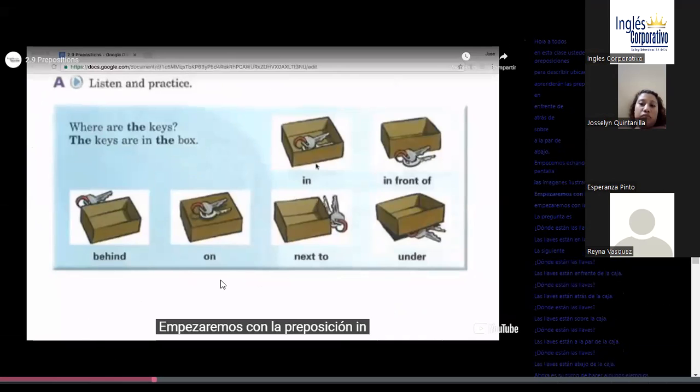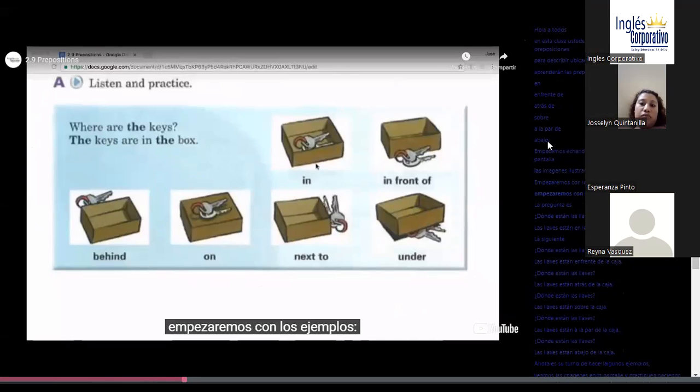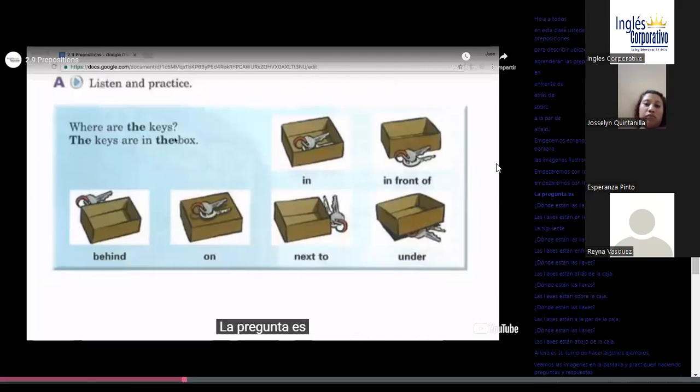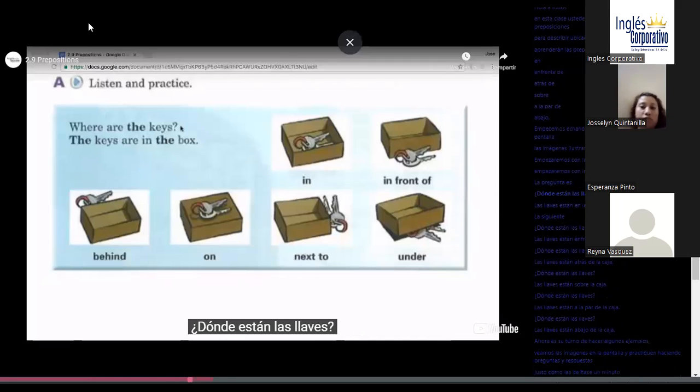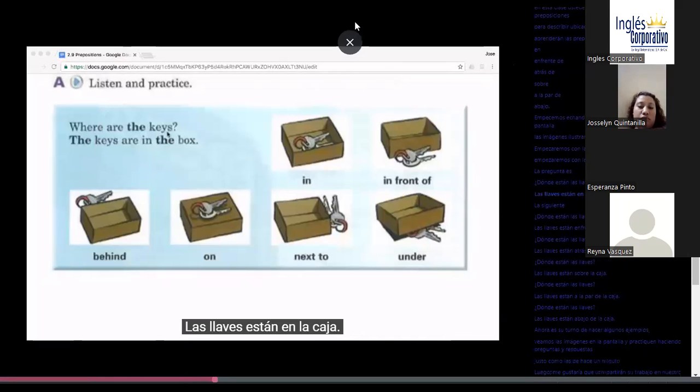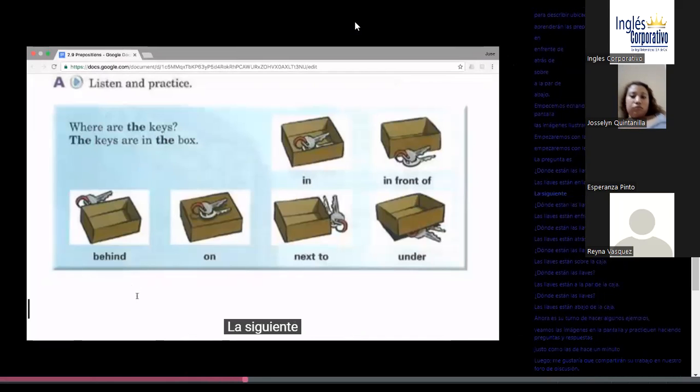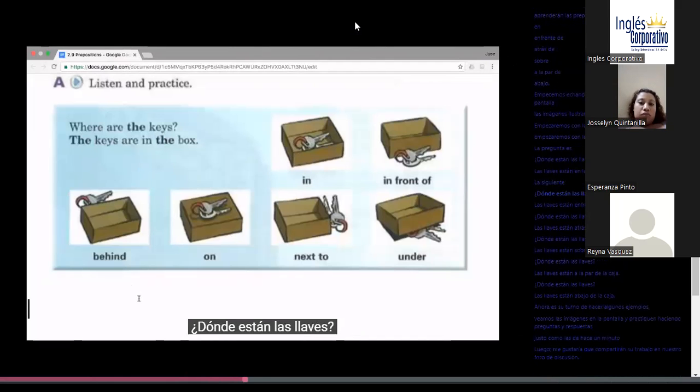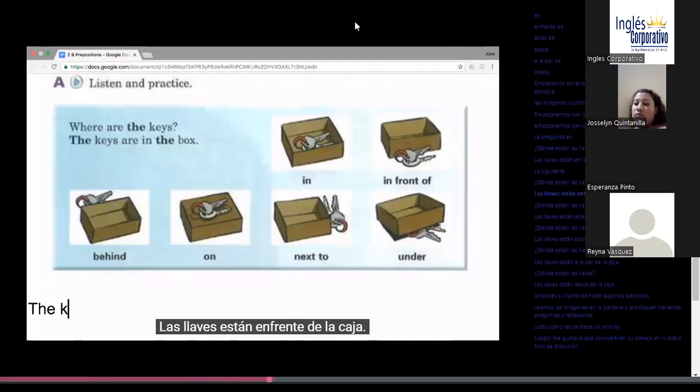Let's start with the preposition in. We will start with the example. The question is, where are the keys? The keys are in the box. The next one. Where are the keys? The keys are in front of the box.